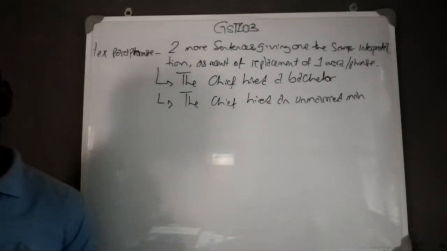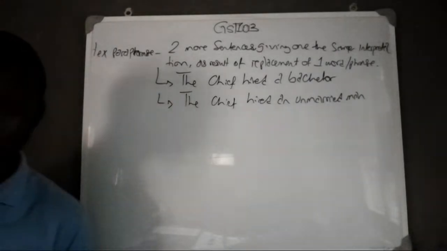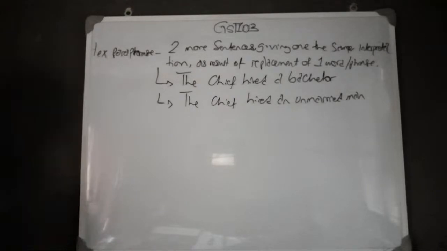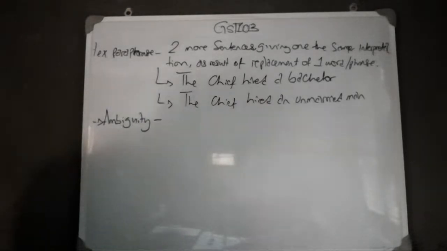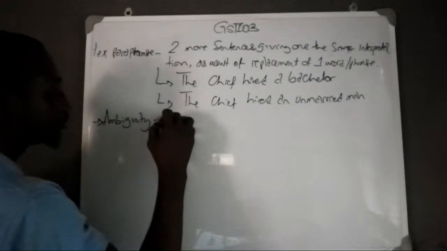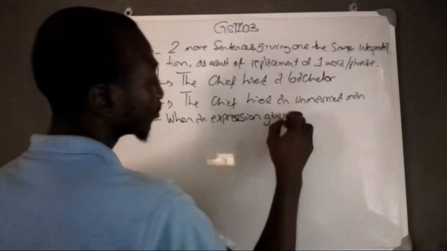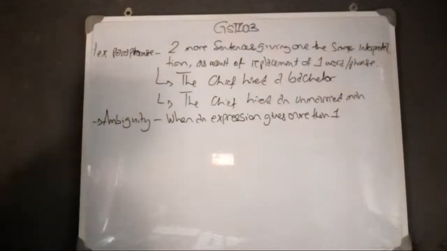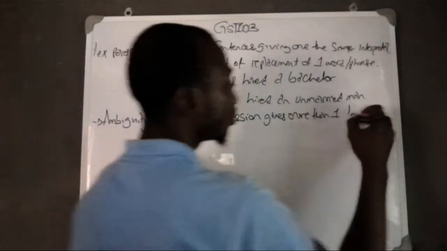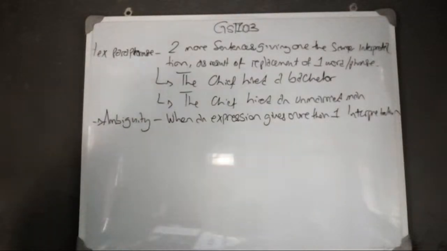Ambiguity. Now, when we talk about ambiguity, it's said to be when an expression can be given more than one interpretation, then ambiguity arises. Now let's take an example of that.